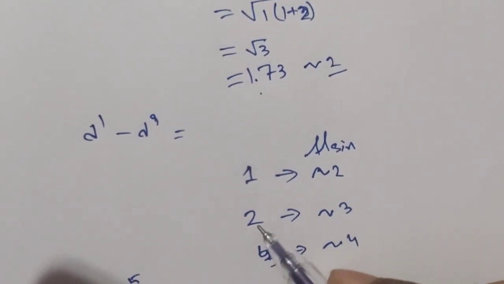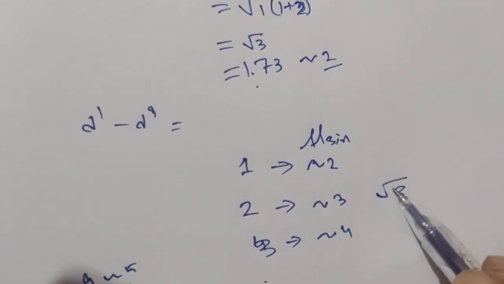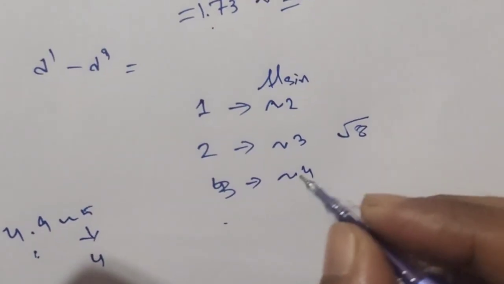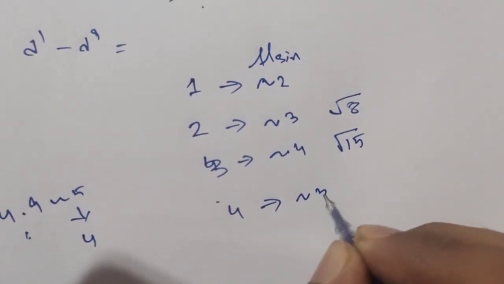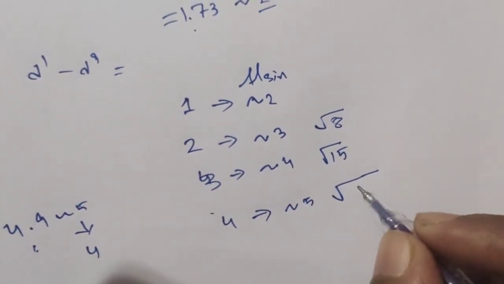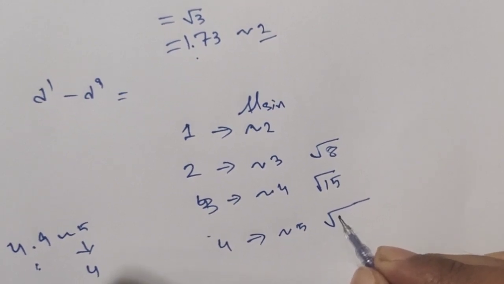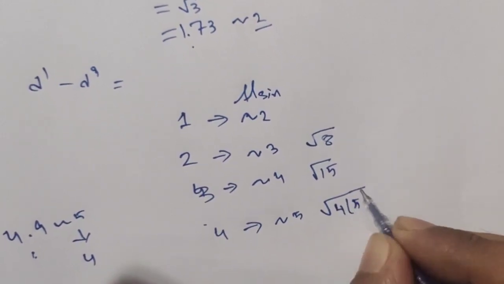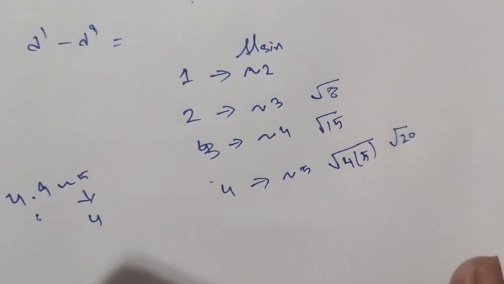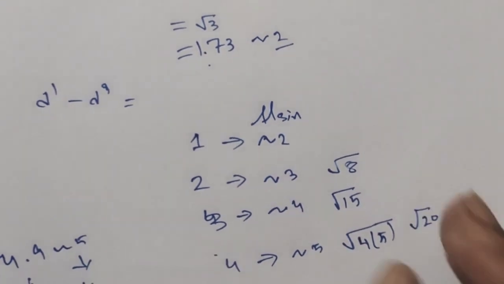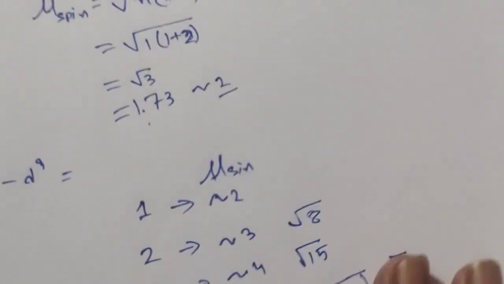And when the electron number is 2, the value will be root over 8, which is about 3. Similarly, for 3 it will be root 15, around 4. For 4 it will be around 5, because it will be under root of 4 into 5, so root over 20, which is near about 5. So this is one way to save your time. Now let's move to another formula.